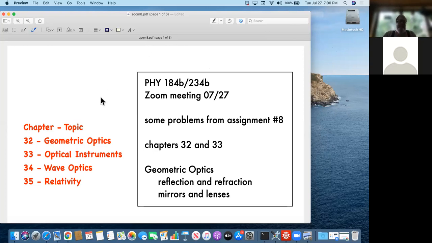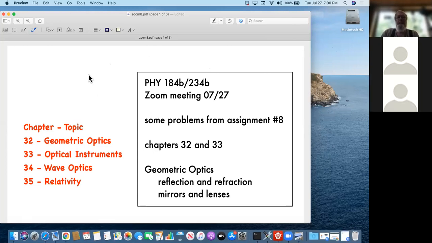Okay, so here's what's remaining for the semester. 4 chapters, 3 on optics, 1 on relativity. And this week, there'll be chapters 32 and 33, which are on geometrical optics.